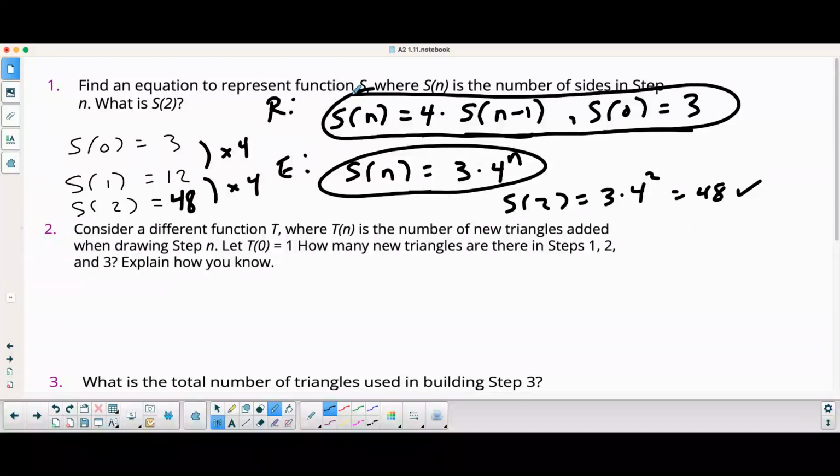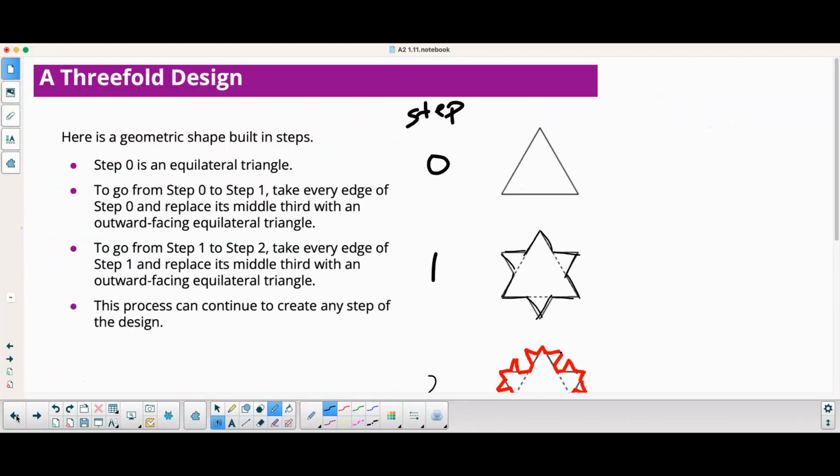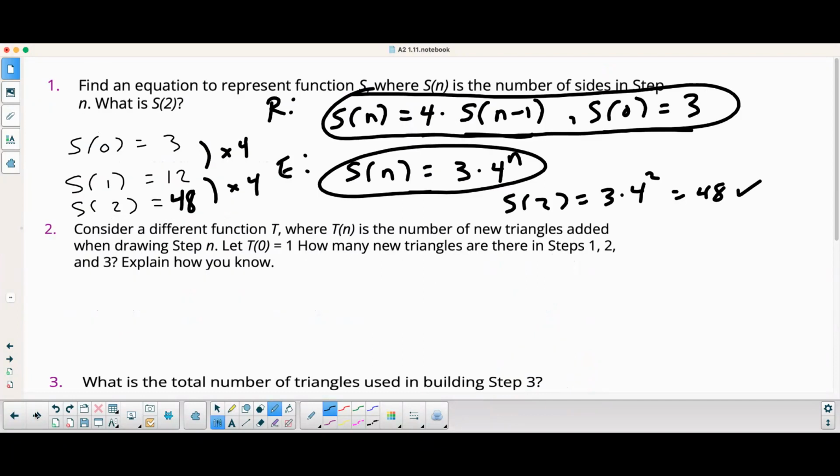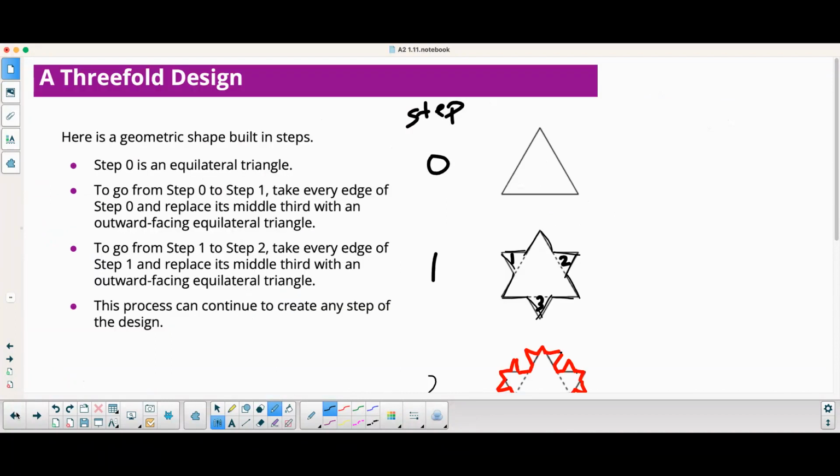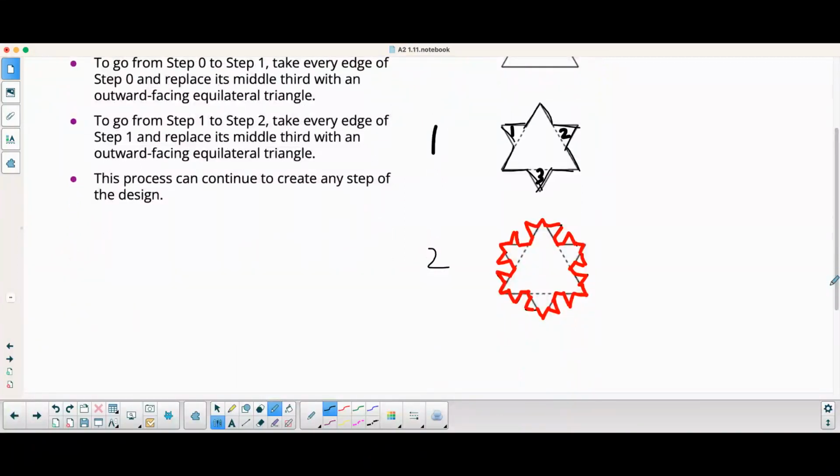All right, consider a different function, t, where t of n is the number of new triangles added when drawing step n. So let t of 0 equal 1. How many new triangles are there in steps 1, 2, and 3? I'm going to go back here. How many new triangles? So this one we started with 1. New triangles I had 1, 2, 3. So t of 0 is 1. T of 1 was 3. If I go back here, how many new triangles did I have? So I'll start here with 1, 2, 3, 4, 5, 6, 7, 8, 9, 10, 11, 12.